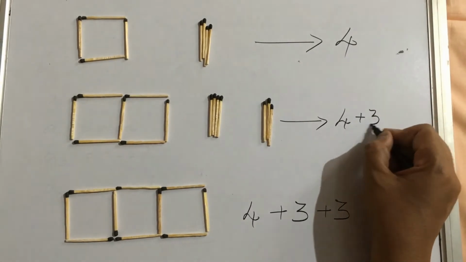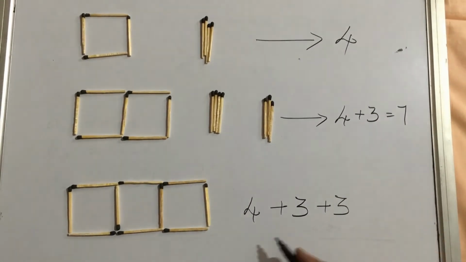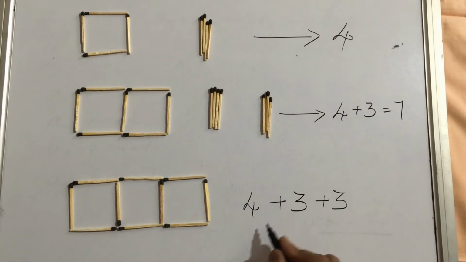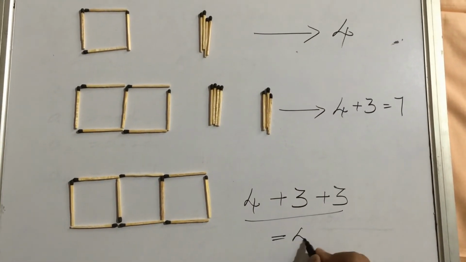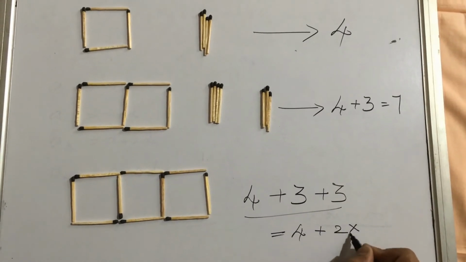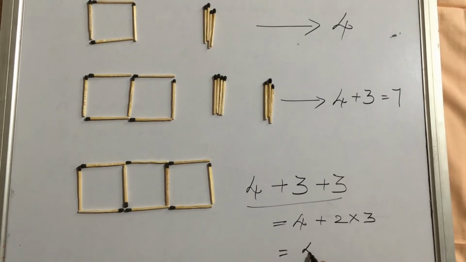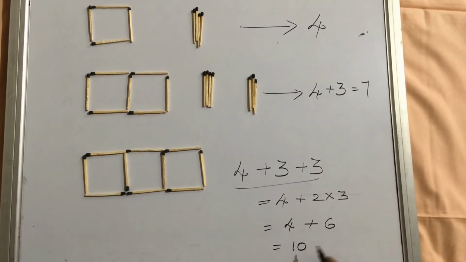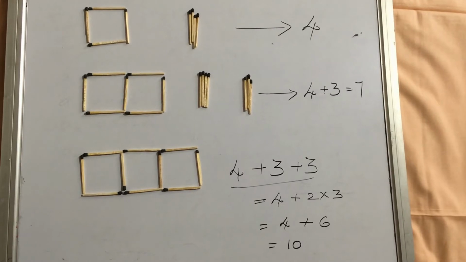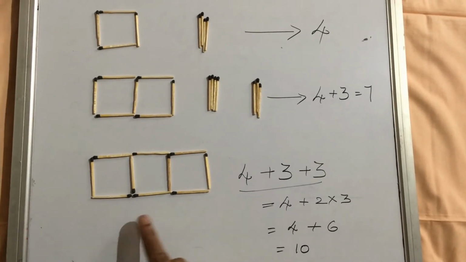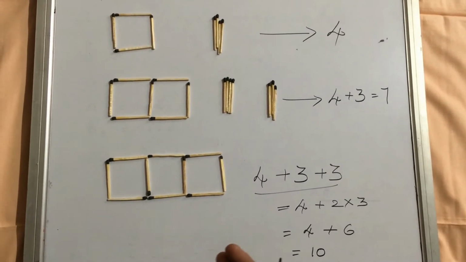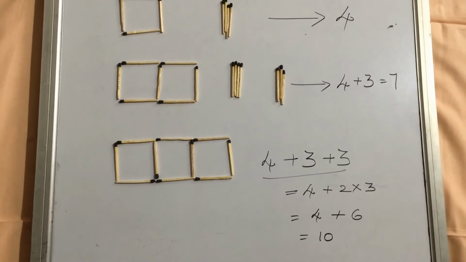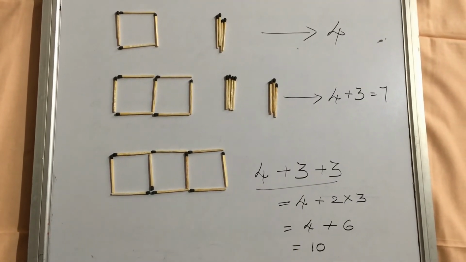plus 3, which is nothing but 7, and in the next row, 1, 2, 3, the third row, we need 4 plus 2 times 3, which is nothing but 4 plus 6. How much is it? 10. 10 matchsticks are required to get the 3 squares. Like that we can guess, for a particular row, how many squares we are going to get and how many sticks are required for it.